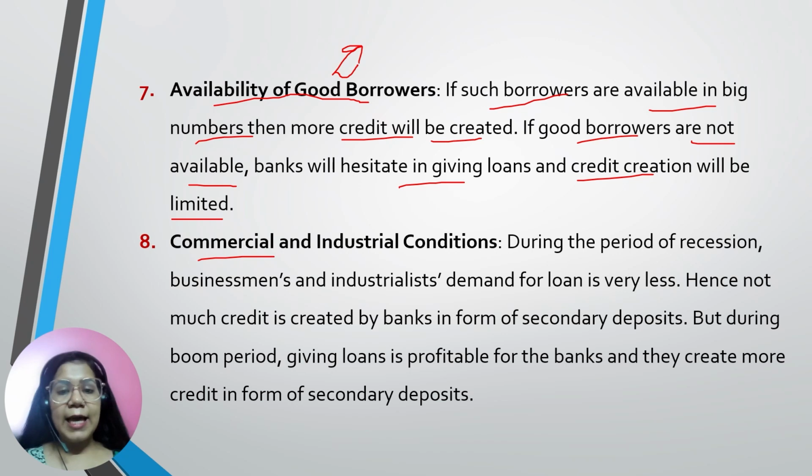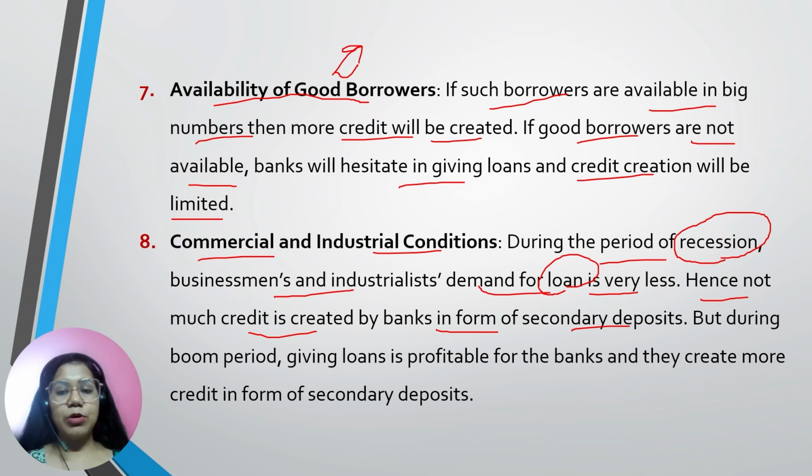So during the period of recession, businessmen's and industrialists' demand for loan is very less because already there is a period of recession, so demand for loan will obviously be less. Hence, not much credit is created by banks in the form of secondary deposits. But during boom period, giving loans is profitable for the banks and they create more credit in the form of secondary deposits. That is why what is the condition of the economy at that time period is also important, as it affects the bank's credit creation power.